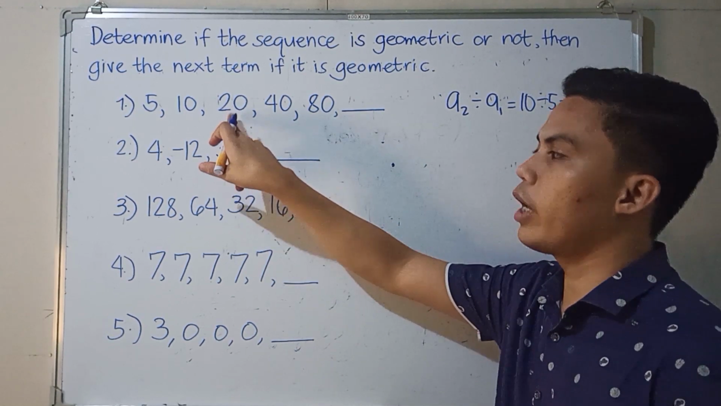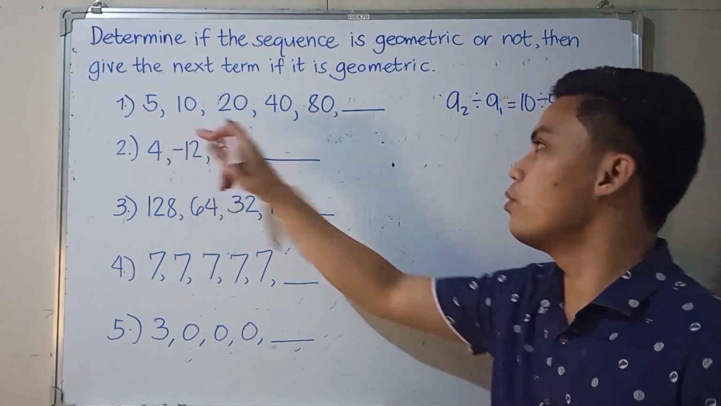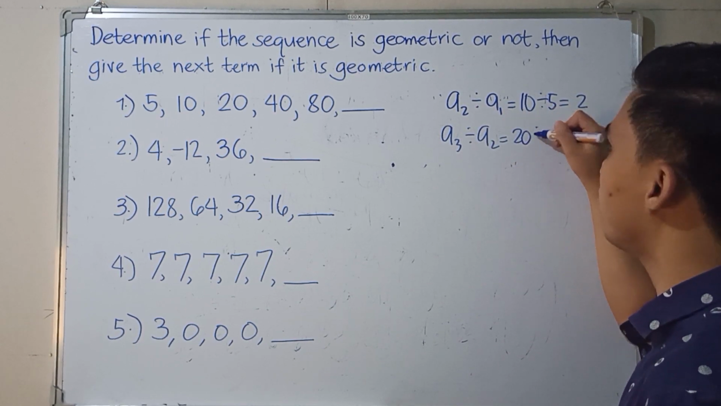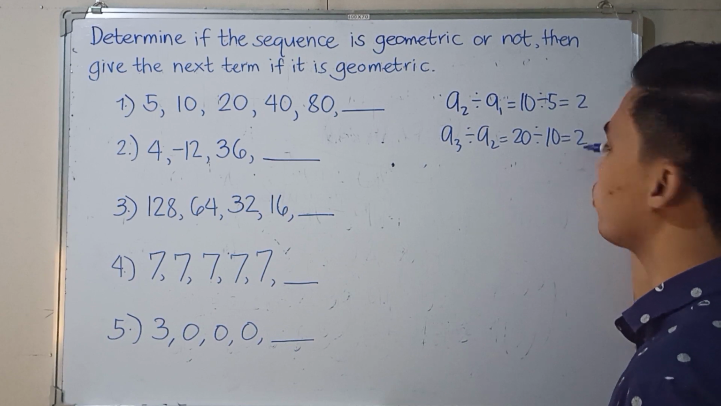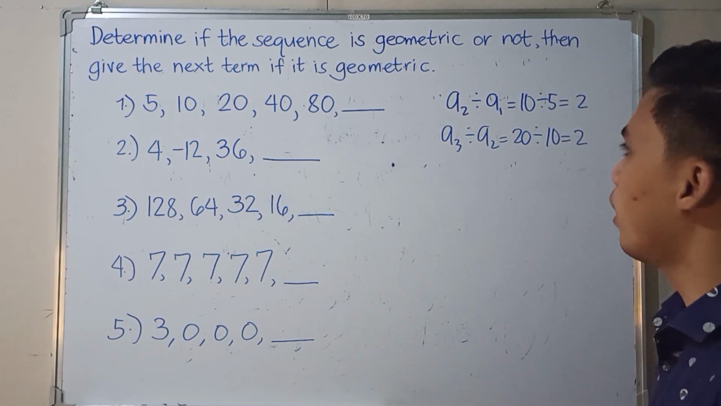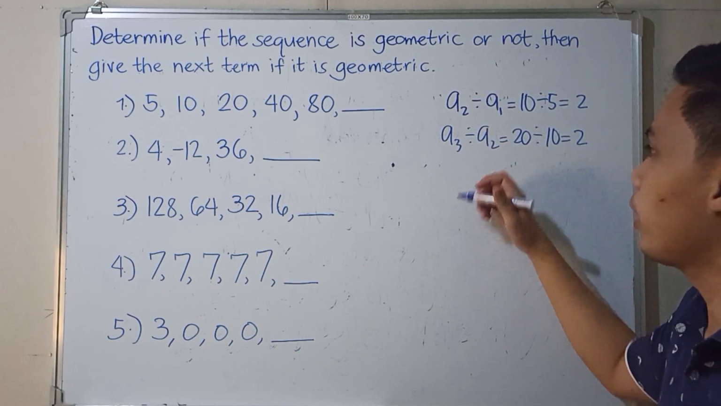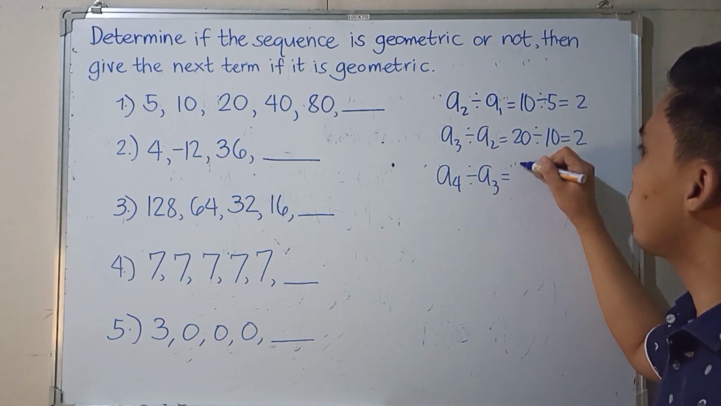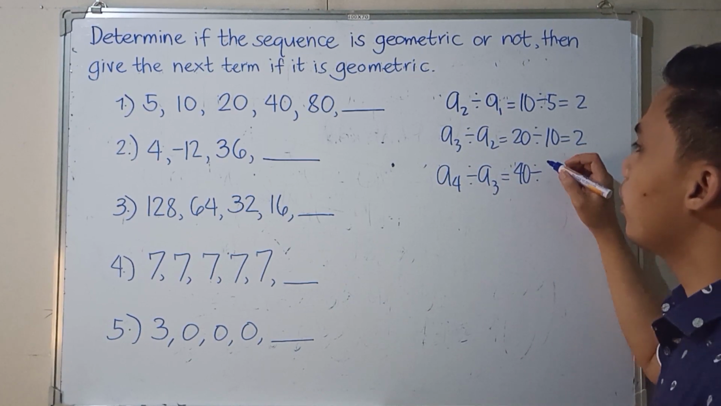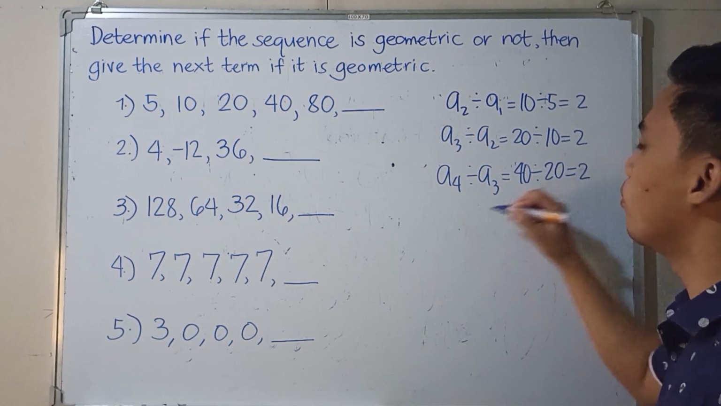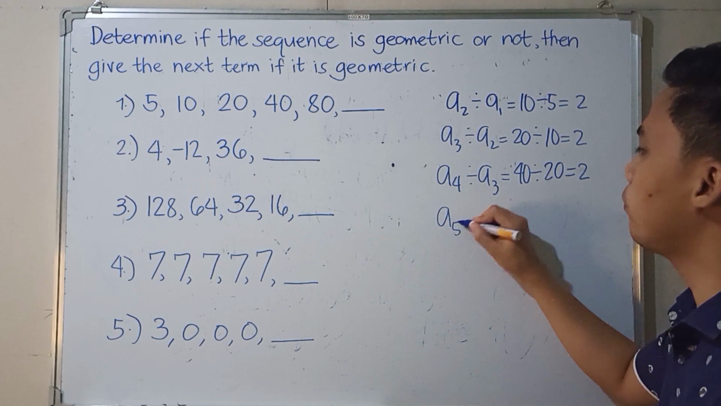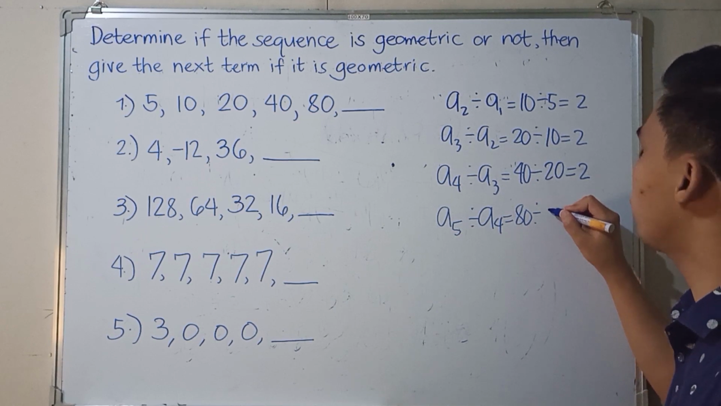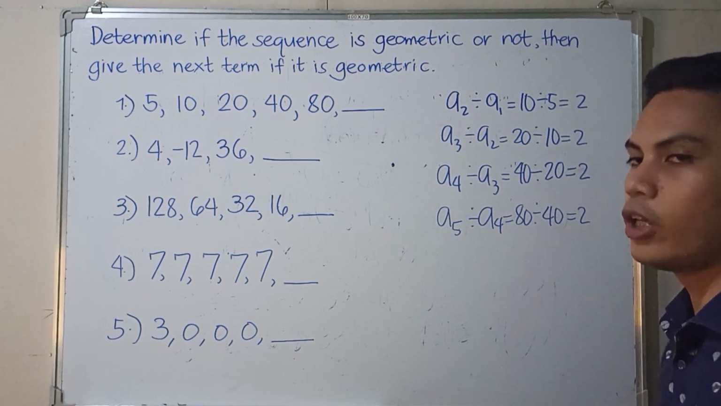2. Okay, let's check a sub 3 at saka si a sub 2. a sub 3 divided by a sub 2 is equal to 20 divided by 10. That is also equal to 2. Okay. How about, you can continue solving this one. Okay. So let's have a sub 4 divided by a sub 3. So that is 40 divided by 20, which is also equal to 2. And we can also have a sub 5 divided by a sub 4. That is 80 divided by 40. It is also equal to 2.